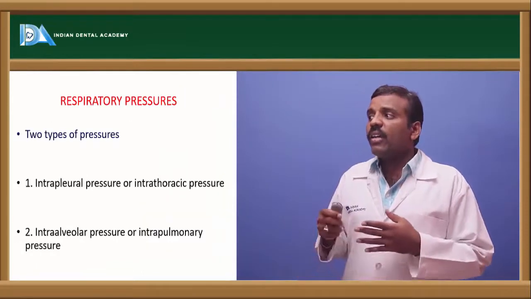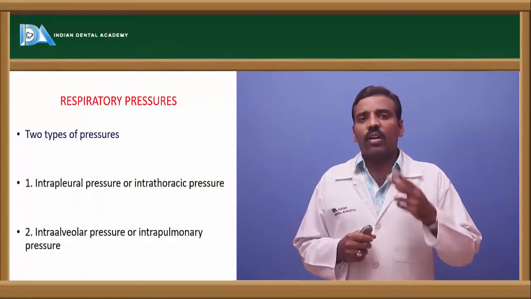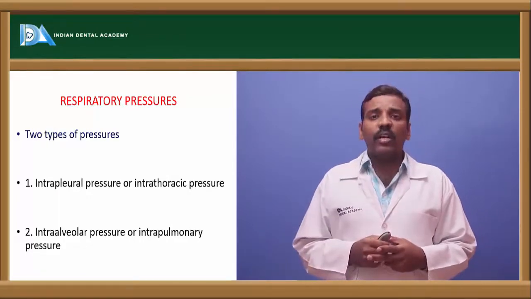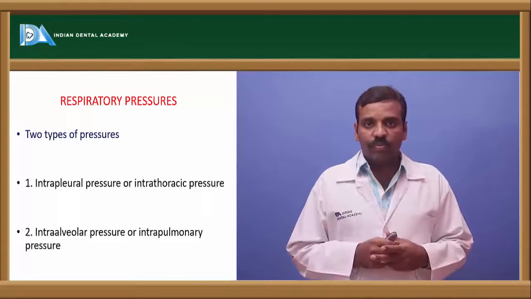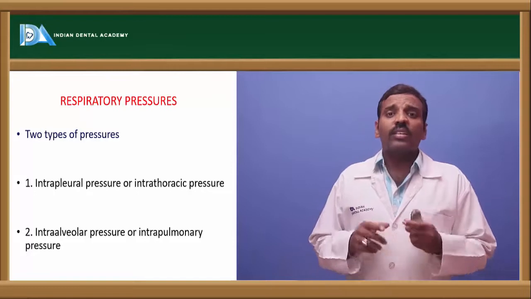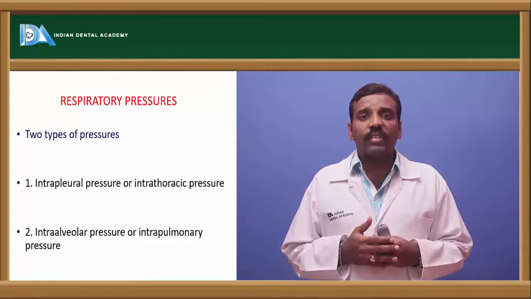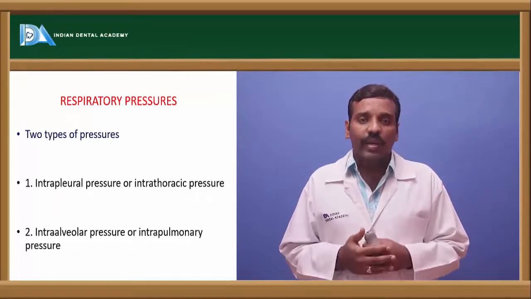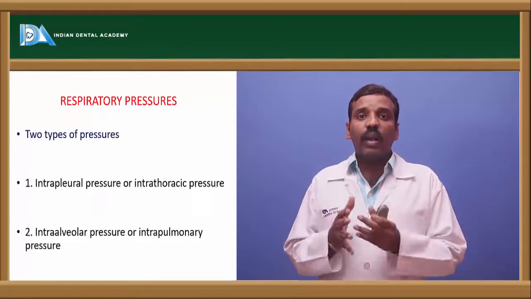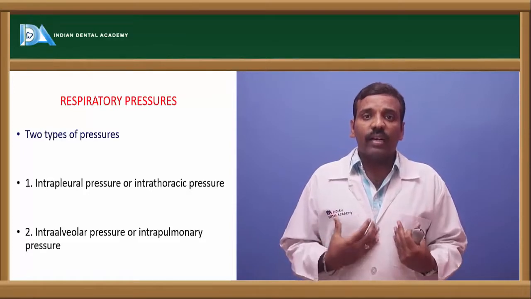Okay, right. And if you see the pressures present in respiration, there are two types of pressures. One is intrapleural pressure or intrathoracic pressure. In the thoracic cage there is a fluid called pleura or pleural fluid. In that pleural fluid, the lungs move like this. Balloon-like structures, the lungs, are situated on both sides, left and right.